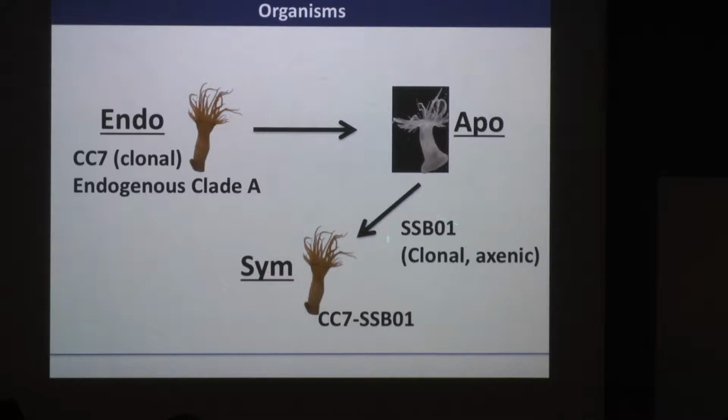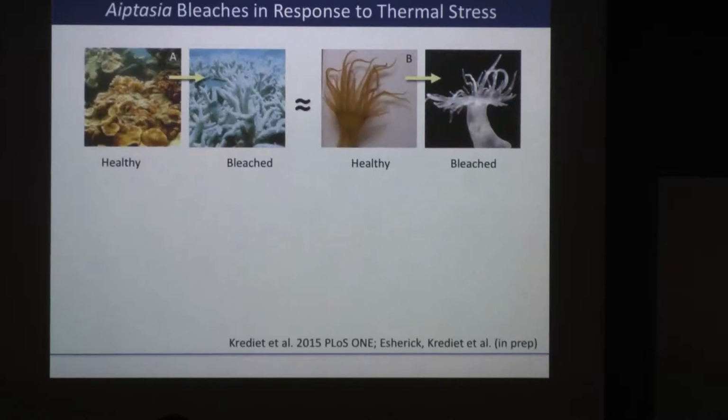In the case of SSB01, this is that clade B that originally came from the Hawaiian strain. So we can isolate that strain, grow it in the lab, and then reinfect it into aposymbiotic CC7 animals. And so now this is the same host background as our original strain, but now contains a novel clade B Symbiodinium that it does not normally associate with in the environment. And then we can ask questions about thermal tolerance and overall physiological differences between now having either its endogenous clade A strain or now this new novel clade B.